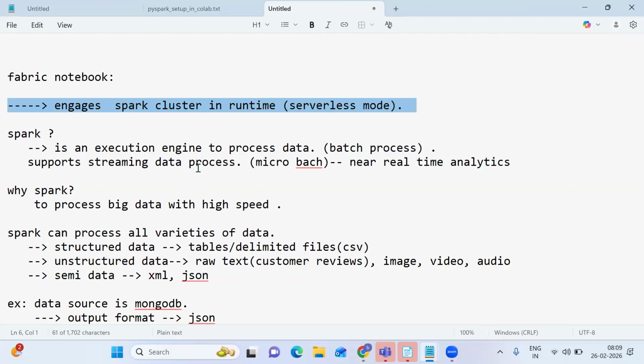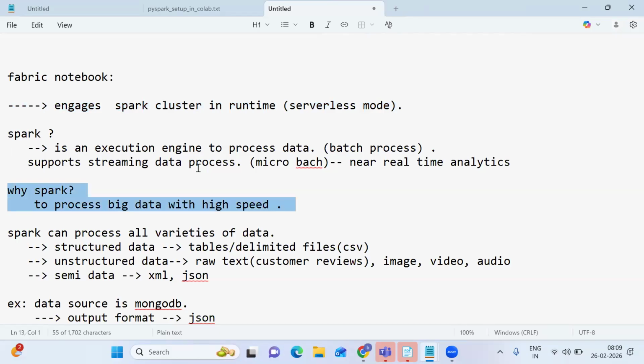For transforming data, you mean Data Factory? Data Factory can do transformation, but in Fabric we use notebooks for that. In Data Factory also you can use it, but it supports only a small volume of data. It's not for big data. Big data means Spark. The main goal is this: why we are using Spark is to process big volumes of data, and even for a big volume of data, within minutes you want results. That is parallel processing.